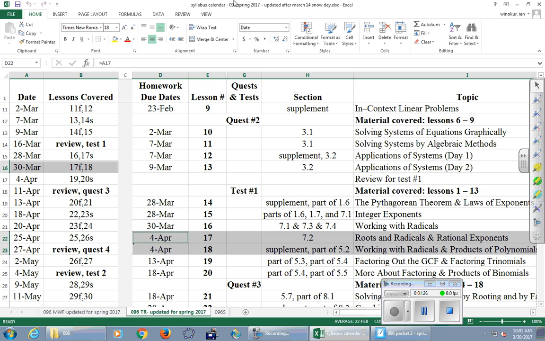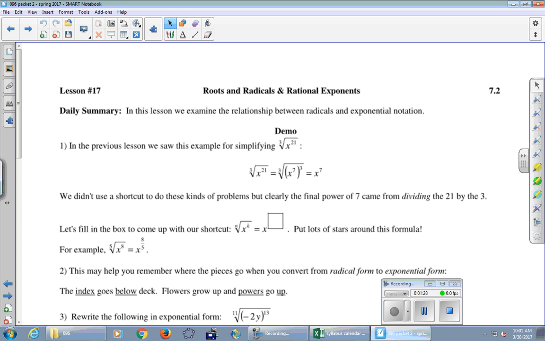Okay, so on page 137 at the top, in this lesson we examine the relationship between radicals and exponential notation. In the previous lesson we saw this example, cube root of x to the 21st. I actually think we didn't see that example last class, but we can just do it now. So we're going to do this one the way we did it last class, and then we're going to build a shortcut that we're going to use today.